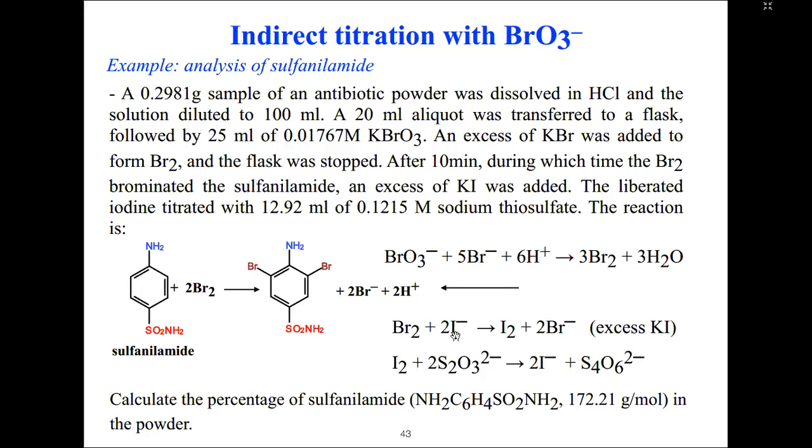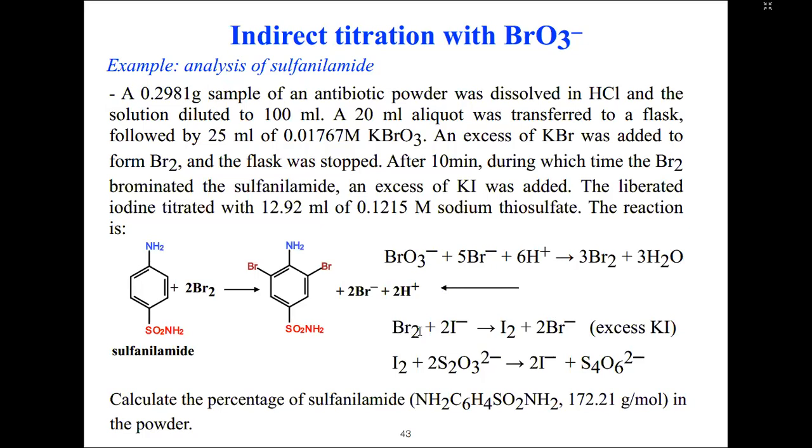However, you have to work backward. That means first determine the mole of thiosulfate. How do you know it? Because the volume and the concentration is given. Now you determine the mole of thiosulfate, then you determine the mole of I2. That is the amount of I2 that was liberated. Now go back to the next previous reaction. Compare it with Br2. They work in 1:1 ratio. So that is the amount of Br2 in excess.